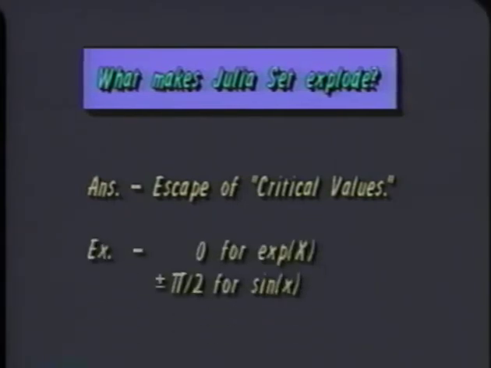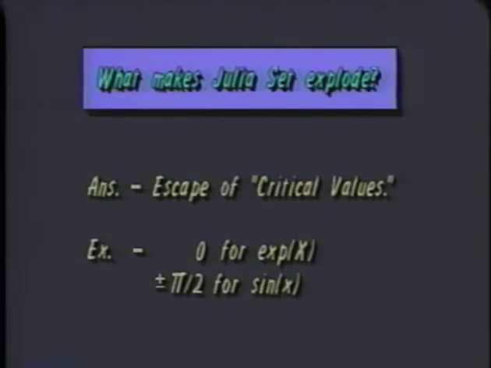The critical value for the exponential function, for example, turns out to be the value 0. That's what's known as the asymptotic value. That's the omitted value. There's no number whose exponential is 0. Similarly, the numbers plus and minus pi over 2 are the critical points for sine. They're the maximum and the minimum of the sine function. They're the places where the derivative of sine is 0.